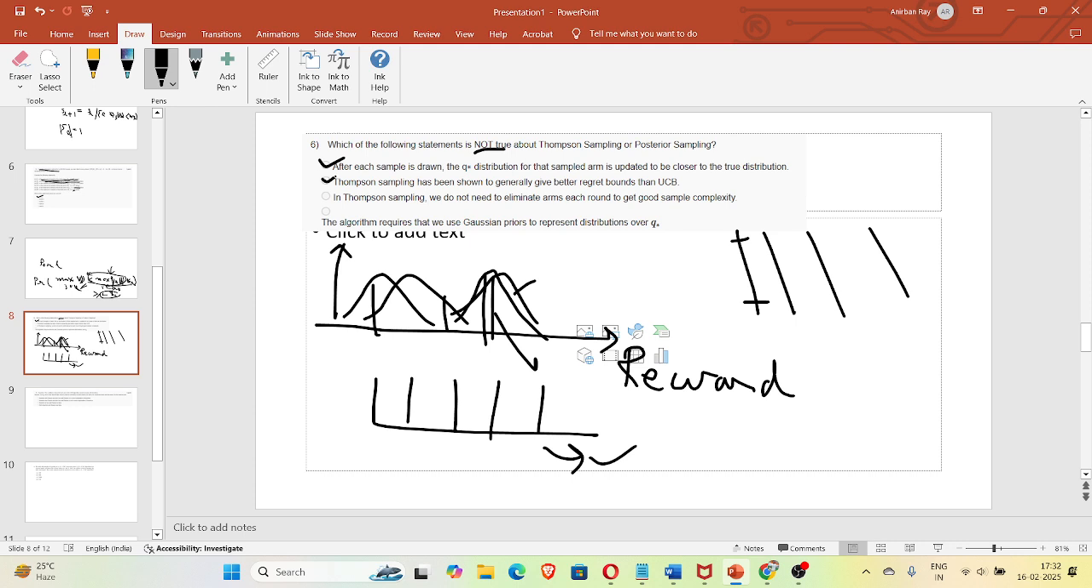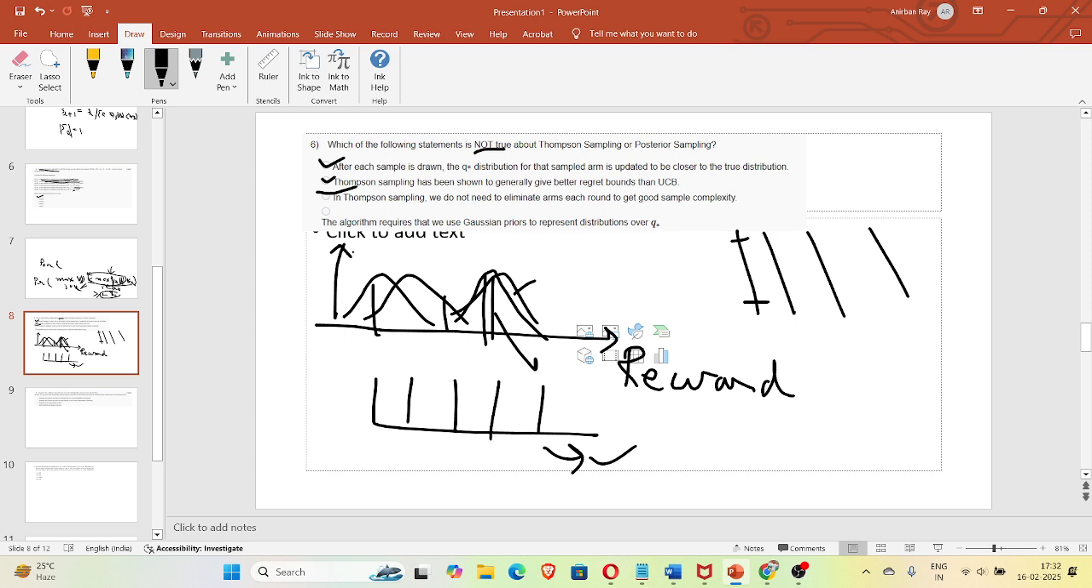So this is one thing. In Thompson sampling, we don't need to eliminate arms each round to get good sample complexity. Yes, so in Thompson sampling, we are not eliminating any arm. In the next round also, we are going to have all 4 arms in this case, as you can see. So we don't need to eliminate. So you can see, after odd one out, this is the answer. But let's explore this one as well.